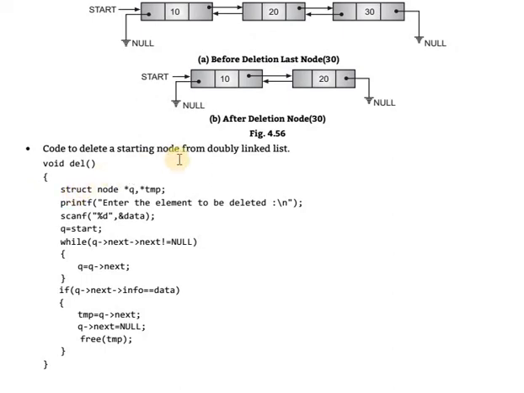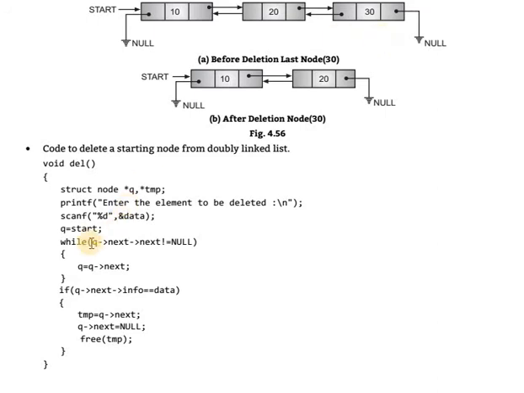Code to delete a starting node from a doubly linked list. In a function, delete start node, Q and temp are taken. Enter the element to be deleted, which number will be deleted, stored in a data variable. First initialize start as Q. While Q next is not equal to null.